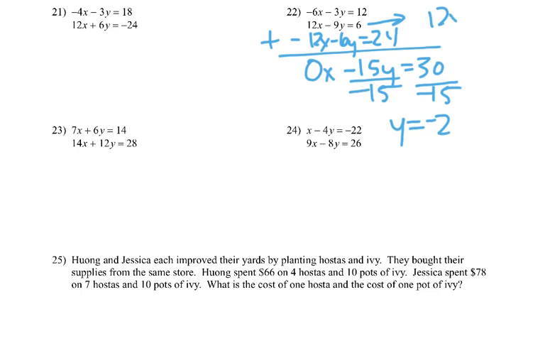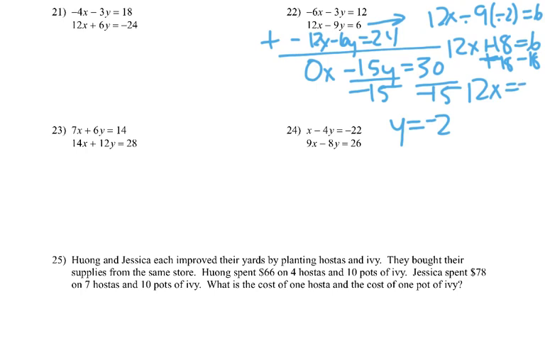So I get 12x - 9 times -2 = 6. 12x - 18 = 6. Add, that would be a positive 18, so subtract 18 because negative times a negative is a positive. 12x = -12, divide by 12, and x would equal -1, so (-1, -2) for my solution. Okay, multiple ways I can do that.